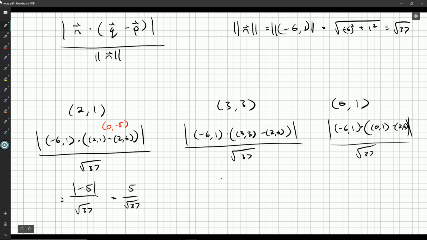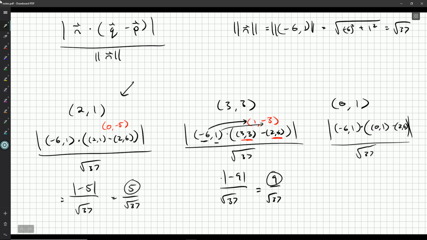Okay, our next one, to simplify, (3, 3) minus (2, 6): 3 minus 2 is 1, and 3 minus 6 is -3. Now the dot product of that with (-6, 1) is going to be -6 plus -3. So we'll get an absolute value of -9 over root 37, so 9 over root 37, which, because they've got the same denominator, is further away than this point here. 5 is less than 9.